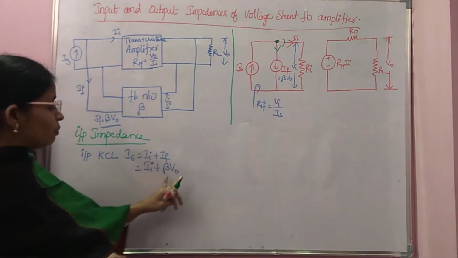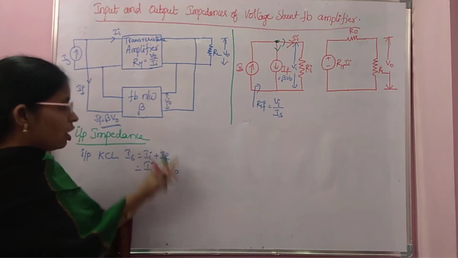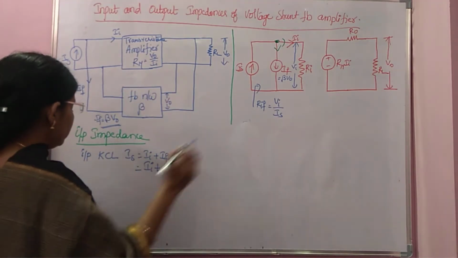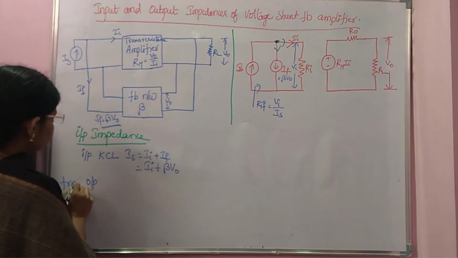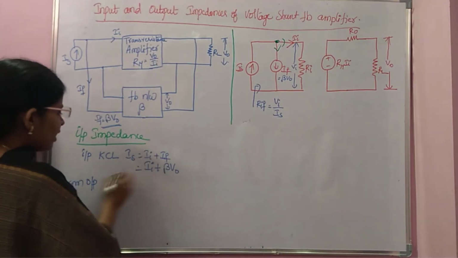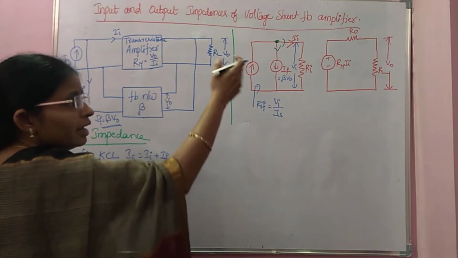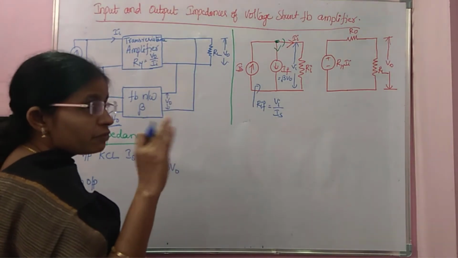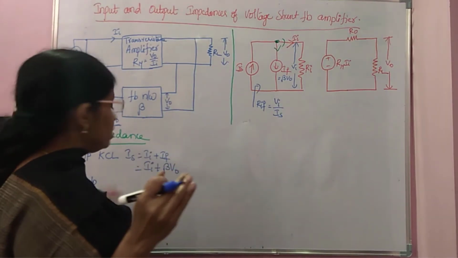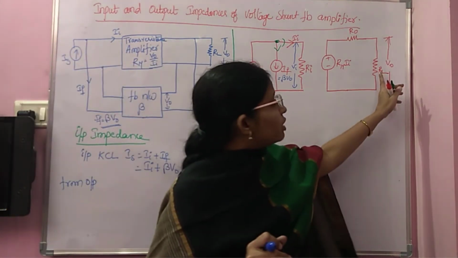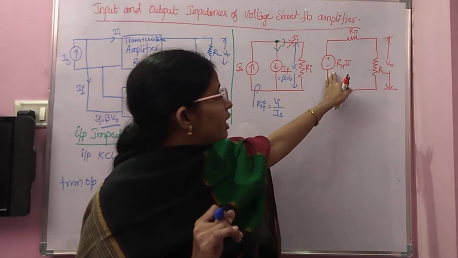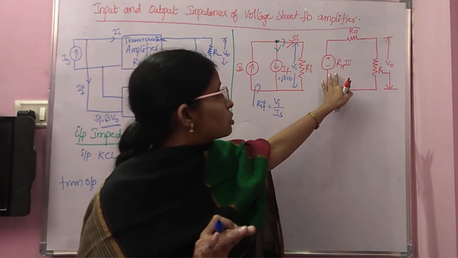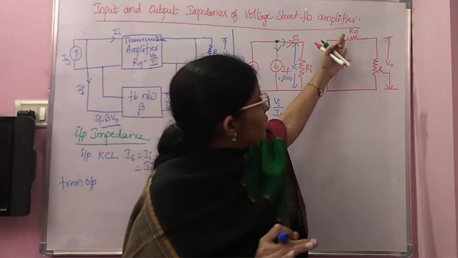Now you have to write V0 with the help of the output circuit. From the output, it seems to be a circuit in which you can apply voltage division. What is V0 actually? It is the voltage across RL. There exists a dependent voltage source of RM II, and it gets divided into two parts.